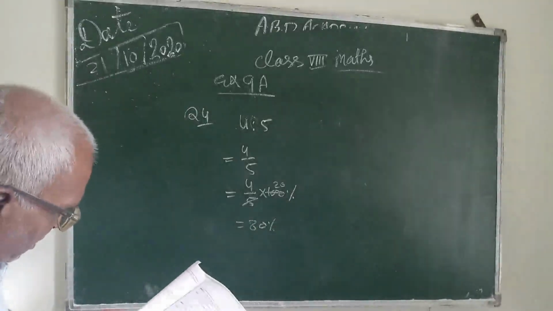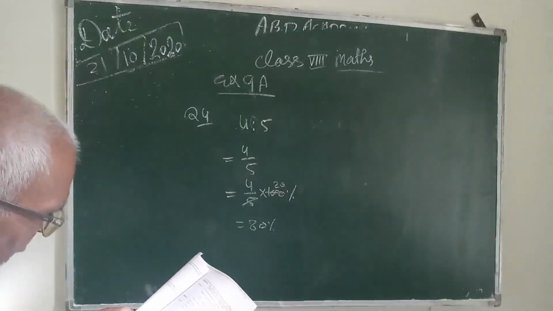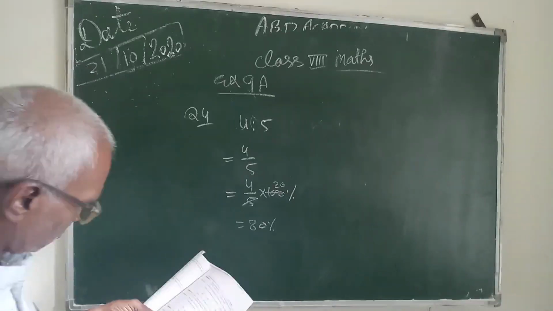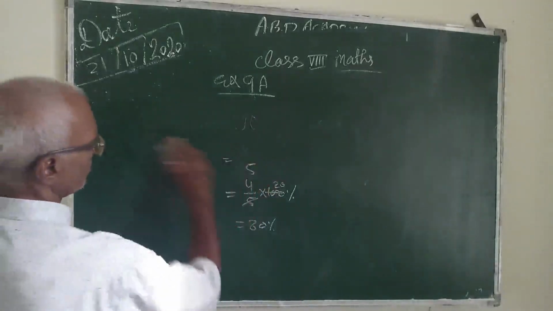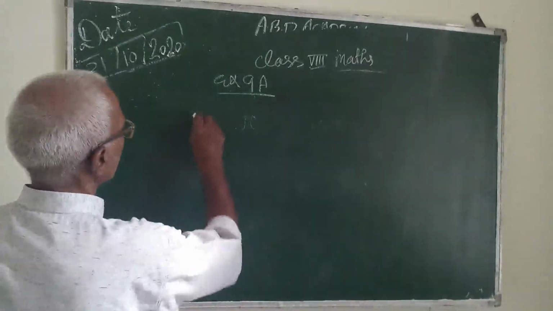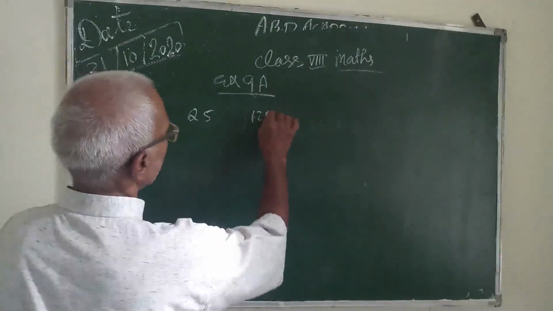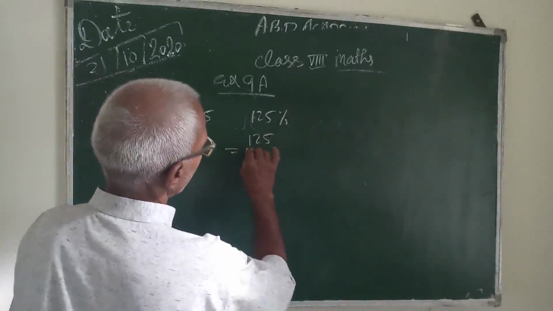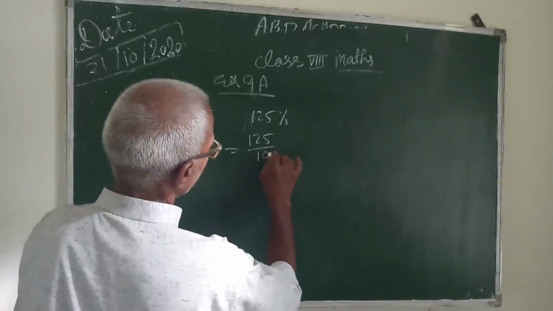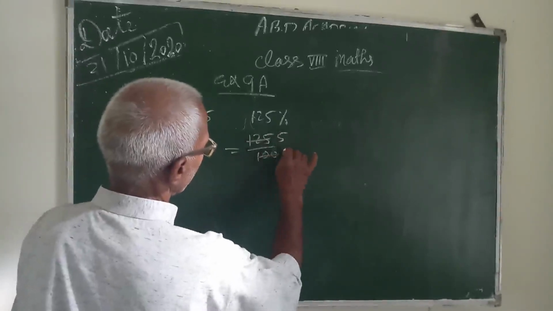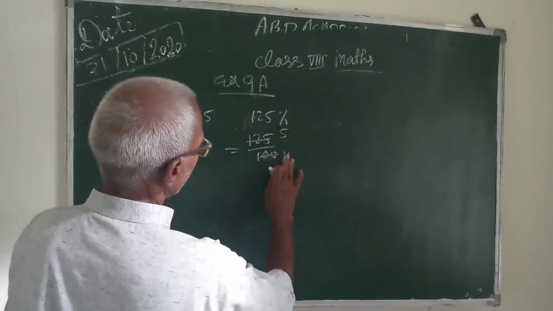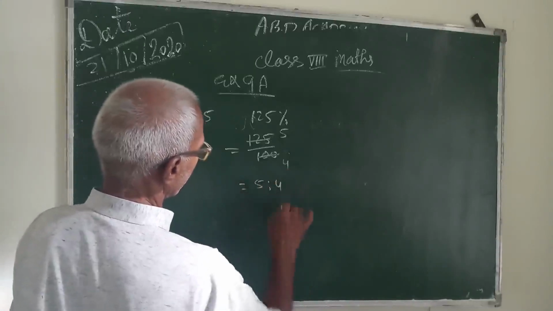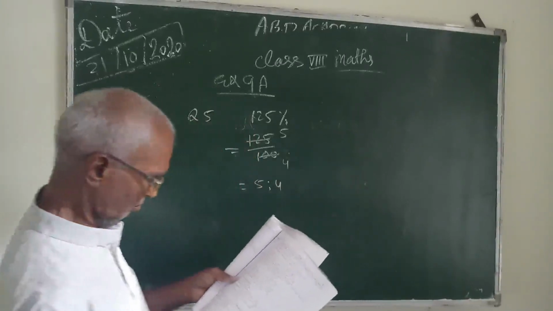Then question 5 says express 125% as a ratio. 125% is to be converted into a ratio. 125 upon 100. 25 times 5 there, 25 times 4 there. Here is 5, here is 4. This is 5 by 4, and as a ratio it becomes 5:4.